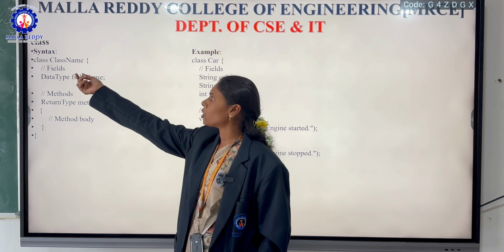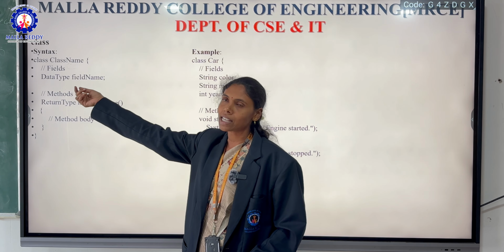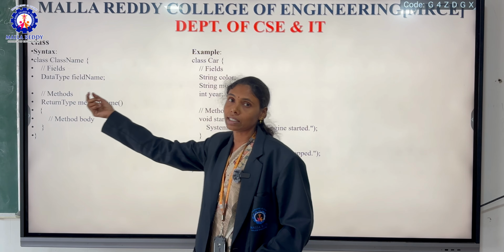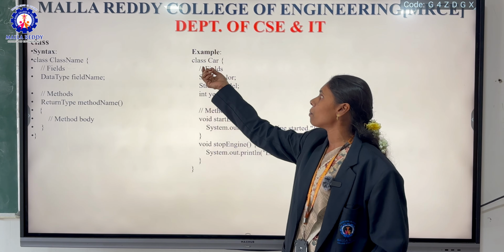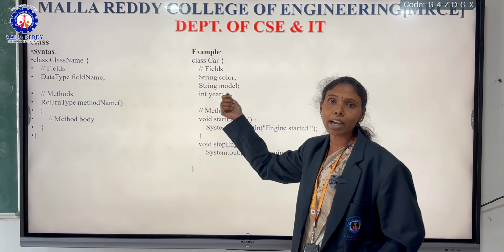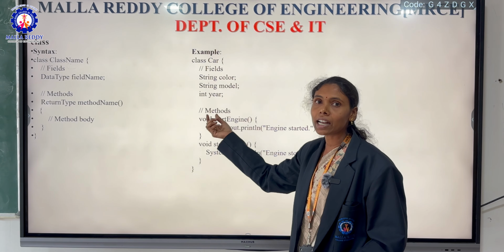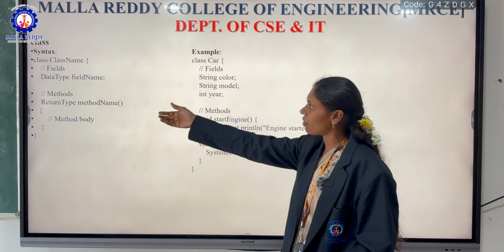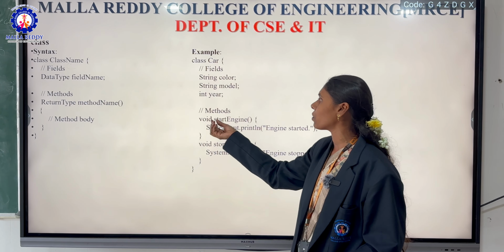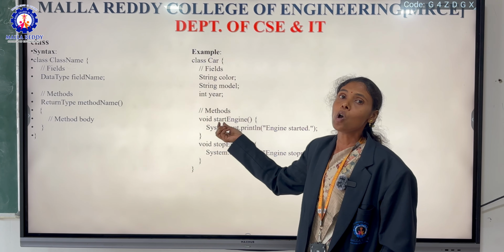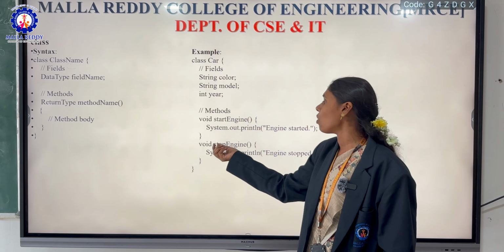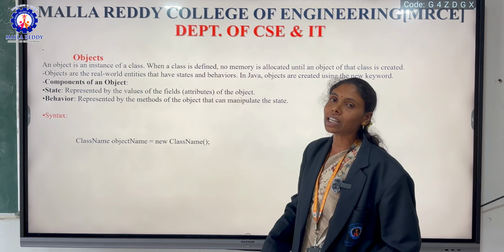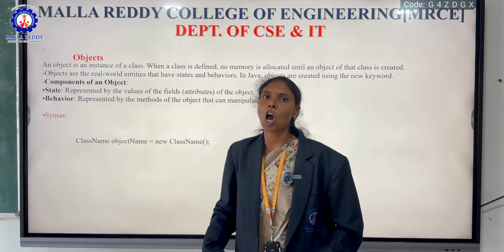This is the syntax of the class. In this, with respect to the class name, we represent the fields and methods. Here we are taking the car example. In this car example, we are taking the fields as the color, model, and year, and another method is one of our class declaration. That's why we are taking one method for the start of the engine, and another method for the stop of the engine. That is the declaration of the class, and next one is the object.